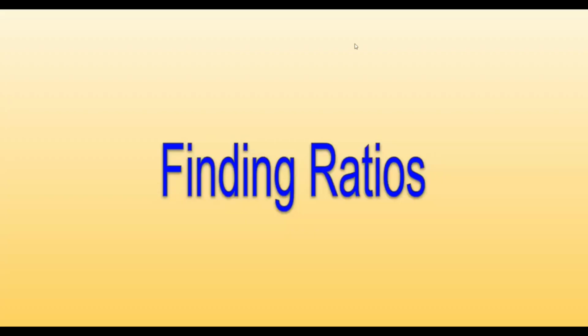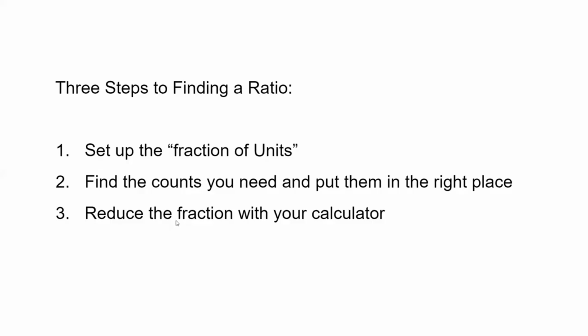In this video, we're going to talk about finding ratios from word problems. There are 3 steps to finding a ratio from a word problem. The first is what I call setting up the fraction of units. We're going to set up our ratio like a fraction, but we want to make sure we put the right thing on the top and the right thing on the bottom. So we'll set up this fraction of units. That will make more sense when we go through the example.